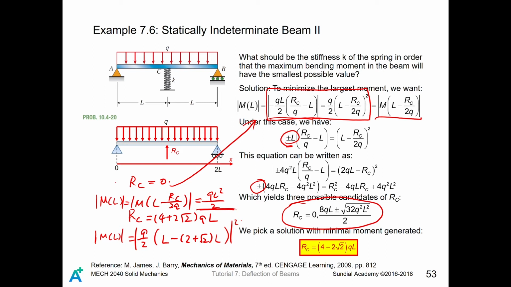So this candidate is already eliminated here, because inside the bracket it is L minus 2 plus square root 2, which is about square root 2 plus 1, L divided by 2, squared, L squared divided by Q. So it is much larger. So this candidate is now eliminated.